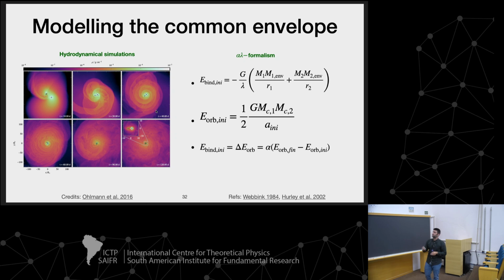You equate just these two quantities. This alpha-lambda formalism is used in population synthesis simulations, which is what we are going to discuss in lecture number 4, because it allows us to follow the common envelope phase with just 2 equations. Because, of course, running hydrodynamical simulations is expensive. But there are works that try to make these two approaches talk with each other. So you can run a hydrodynamical simulation and ask yourself what alpha parameter you can get from the hydrodynamical simulation.